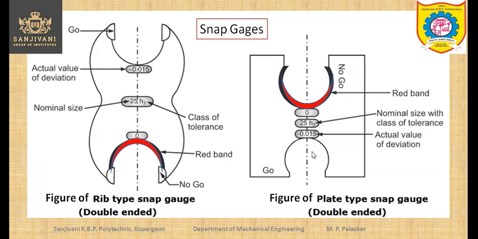Again this is the go end and this is the no go end, and the sizes are the same, only the shape is different. This is the plate type snap gauge, and this is the rib type snap gauge. So this was about the snap gauges.